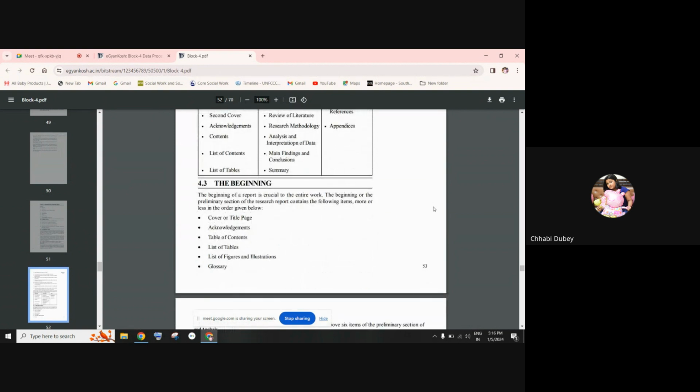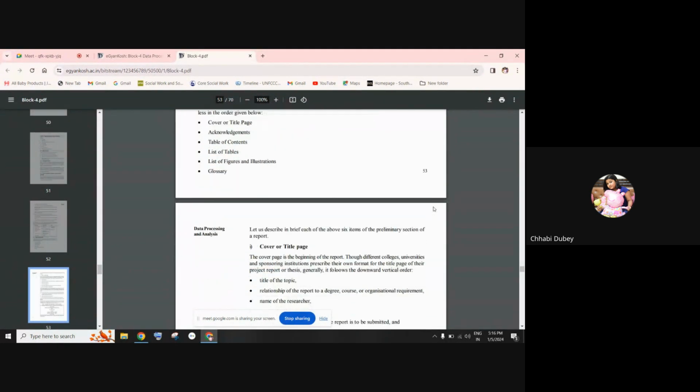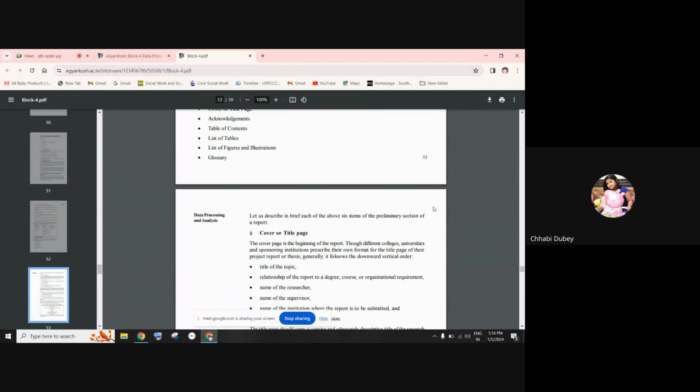So now we will come to the beginning part of the research. This is very crucial to the entire work. Why? Because it will give you the introduction to your research. So it will be more or less in this order, where you will have the cover or the title page, which will be given in the beginning of the report.